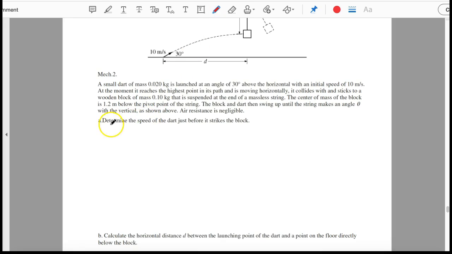So the very first thing they want us to do is find the speed of the dart just before it hits the block. So obviously we've launched this thing at an angle. We know that our angle here is 30 degrees, and we want to know what is the speed of this thing. And notice that at this point it is entirely horizontal. So it is launched at an angle, but we just want to find that horizontal part. And so it does tell you that it is at the top of the path, it is moving horizontally. So they've made it easier that way, I guess, if you want to think about it.